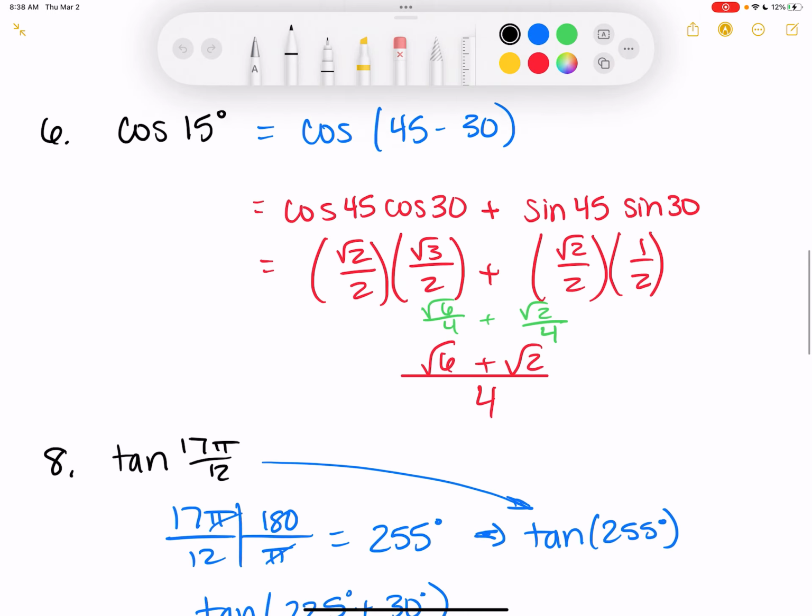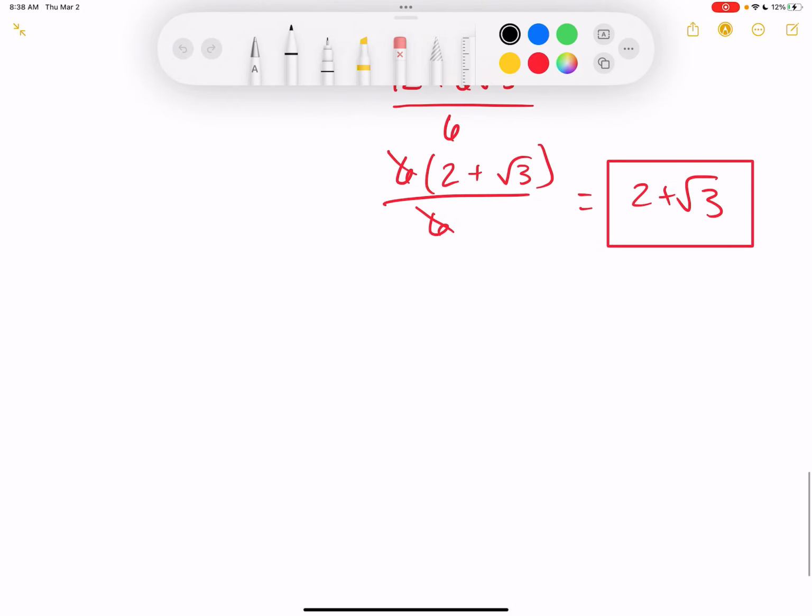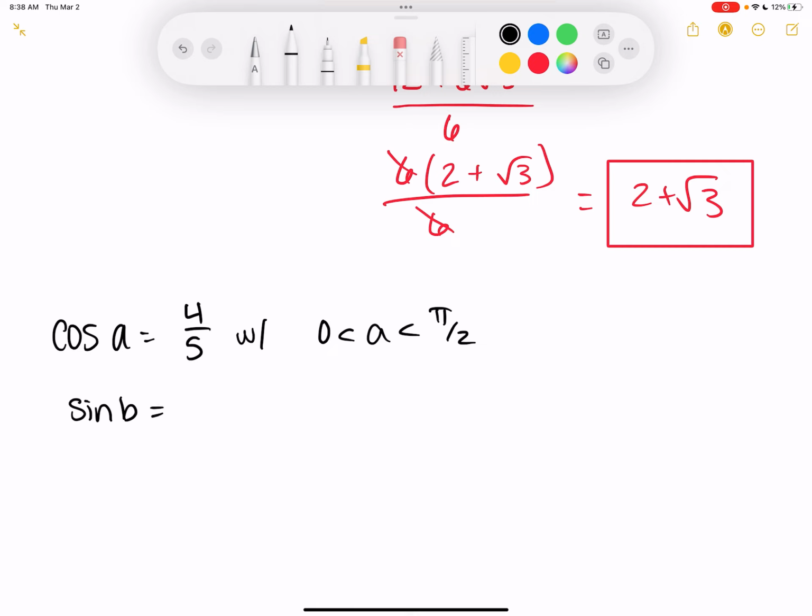Okay, so these next problems that we're going to look at, they're the same general idea of what we've been doing, but it requires a little bit of setup. These problems say, evaluate the expression given that the cosine of A is equal to 4 over 5 with 0 less than A less than pi over 2. And then that the sine of B is equal to negative 15 over 17 with 3 pi over 2 less than B less than 2 pi.